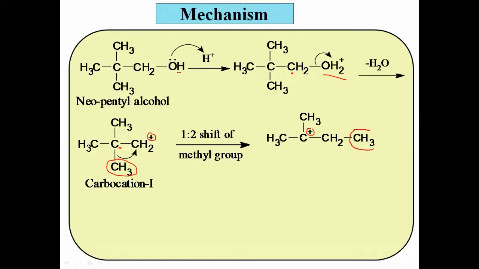I will circle it. This is our migrated methyl group, and we get another intermediate, which is nothing but the second carbocation, and thus one carbocation converts into another carbocation. The unstable primary carbocation undergoes rearrangement. There is a shifting of the methyl group, and we get the stable carbocation. This is the third step.